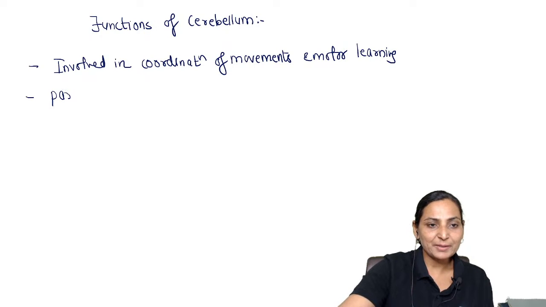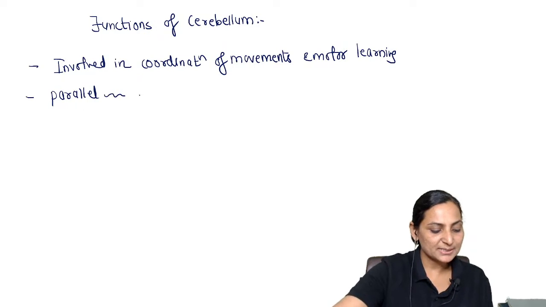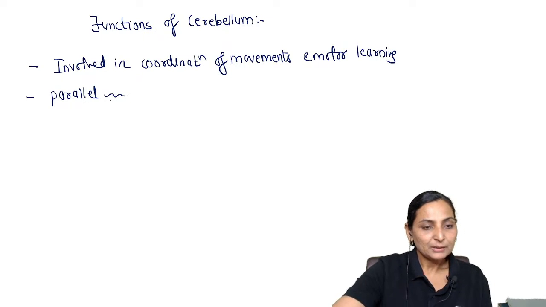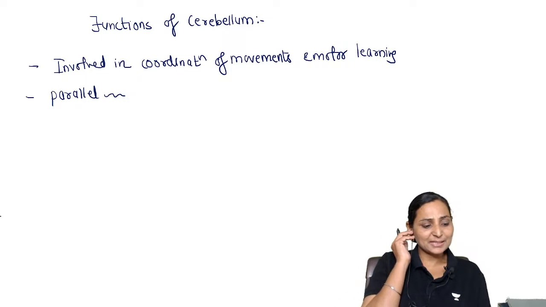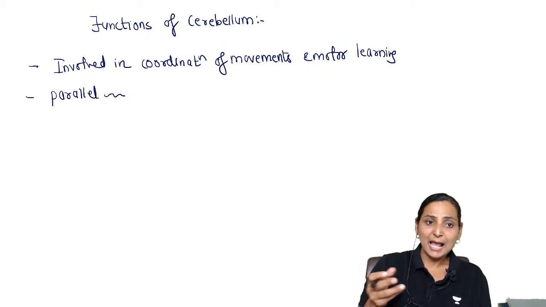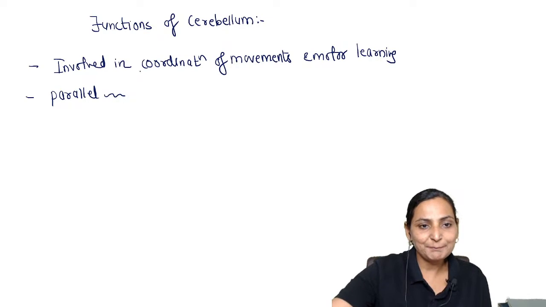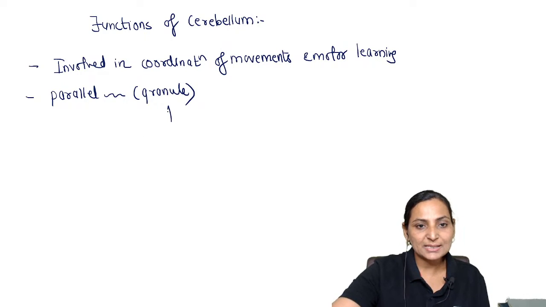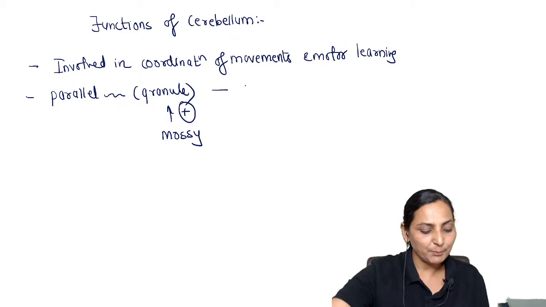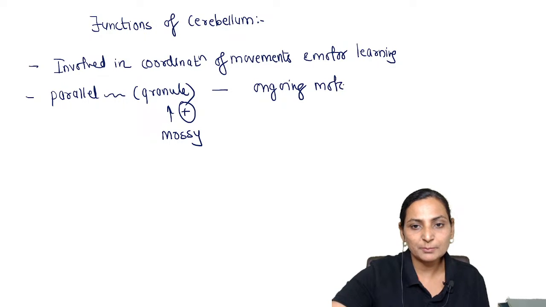Now the parallel fibers are very important to correct the movements. You have parallel fibers giving inputs to the Purkinje cells, and you have the climbing fibers. These parallel fibers come from the granule cells, and the granule cells, we know, are stimulated by the mossy fibers. These are responsible for the ongoing motor movements.